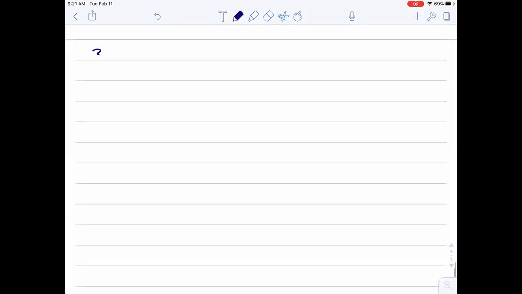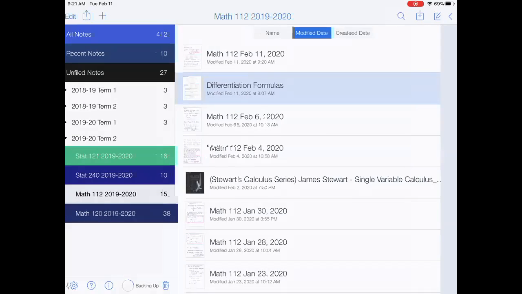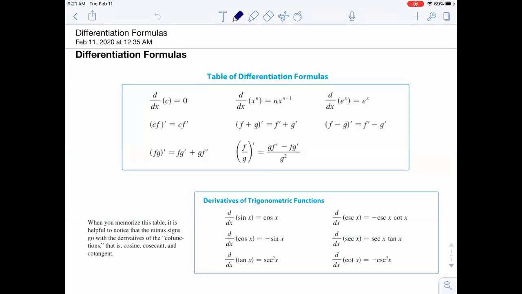Where's my page break here? Maybe I'll put it on a new page. Section 3.3 is derivatives of trigonometric functions. So I'm going to steal that little blurb from the handout here.